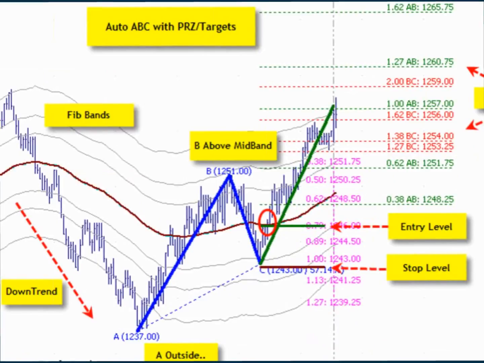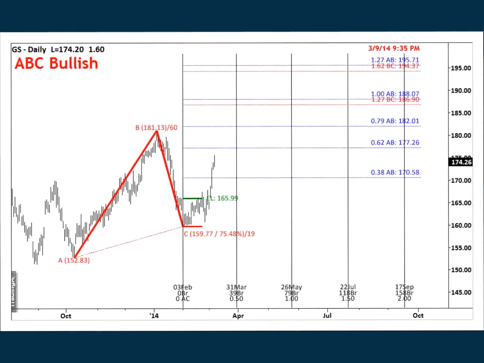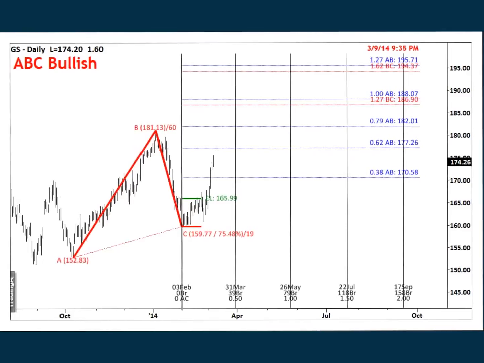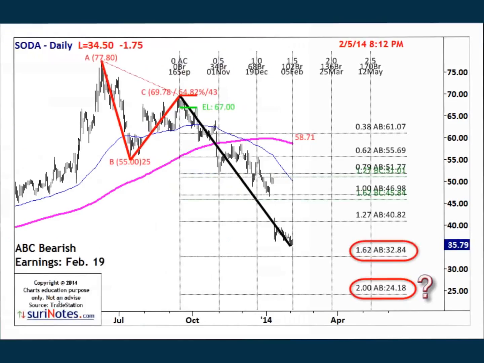I have a lot more charts to show you. This is an ABC bullish pattern, again detected automatically. And here is another one, an ABC bearish pattern, and that's how it looks in the future.